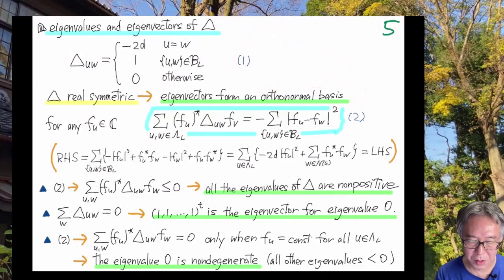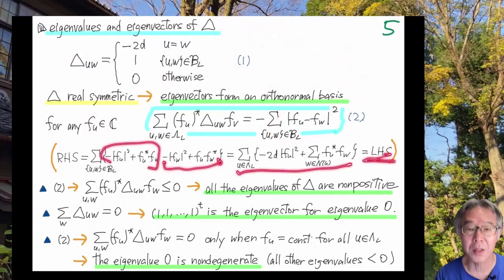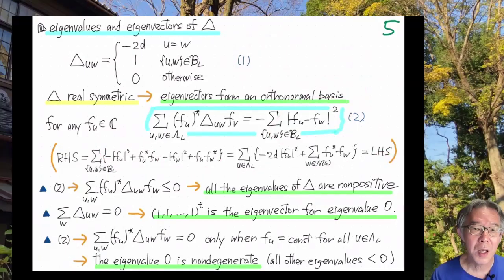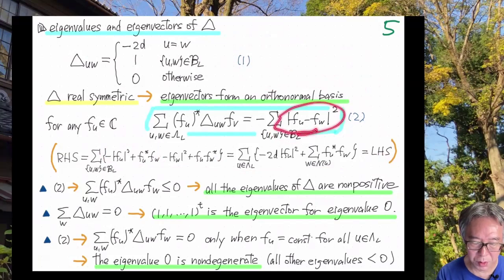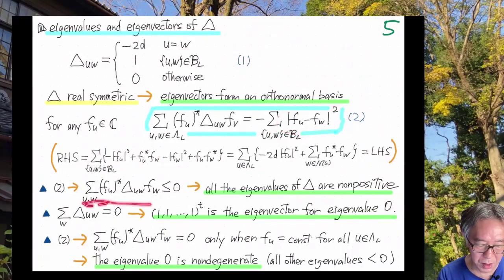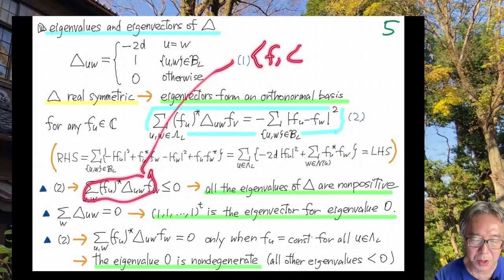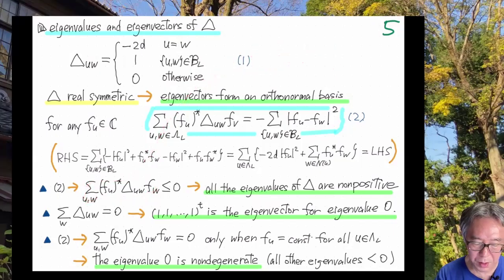And the derivation is simple, and I think it's easier to start from the right-hand side, and you simply expand and organize this part and this part separately, and rewrite it in this way to find that it's equal to the left-hand side. It's easy, and this tells you many things. First of all, this is of course always non-positive. This is of course the Laplacian sandwiched by the same vector f. So this means that all the eigenvalues of delta are non-positive.